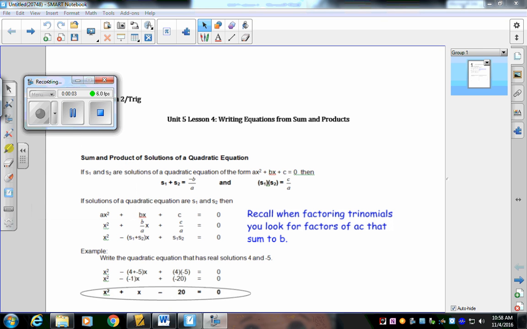Hello, this is Unit 5, Lesson 4, and in this lesson we're going to be learning how to write quadratic equations from the sum and products of our solutions.